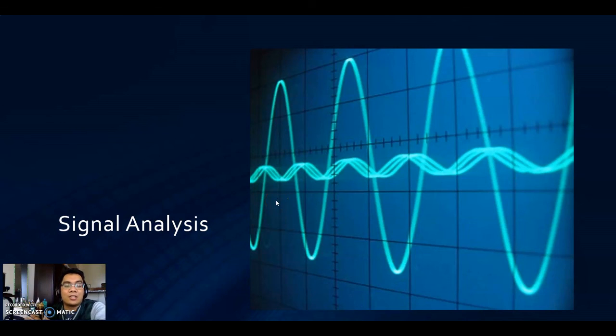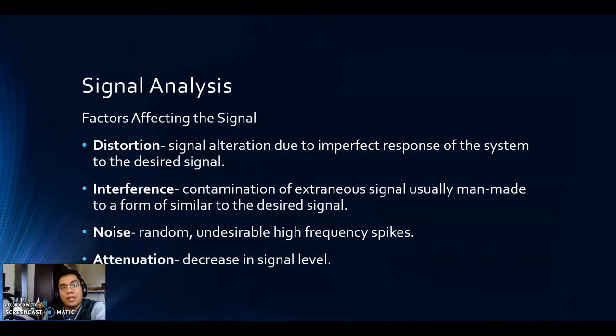So now that we have discussed those concepts, let's now move to signal analysis. In signal analysis, there are different factors that affect the signal. The first one is distortion. Distortion is a signal alteration due to the imperfect response of the system to the desired signal. Whereas interference is the contamination by an extraneous signal, usually man-made, of a form similar to the desirable signal. While noise is a random, undesirable high-frequency spike, attenuation is the decrease in signal level.